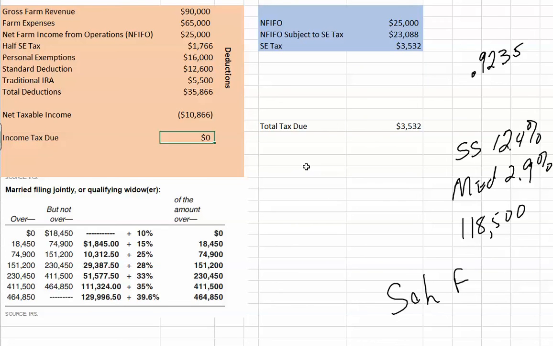There's a lot of people who get confused. They think, oh boy, I had a loss on my farm or something, not in this case on the farm, but I had a negative number after I took all my deductions, so I don't owe any tax. Well, you do. You don't owe any income tax, but you would owe self-employment tax.